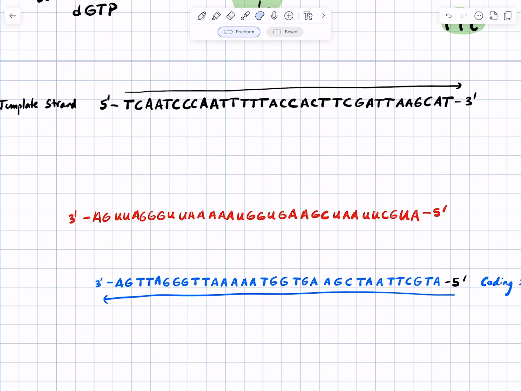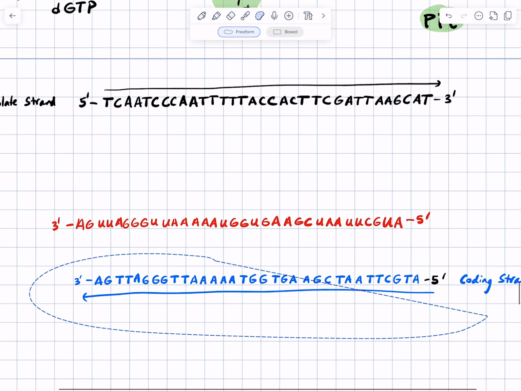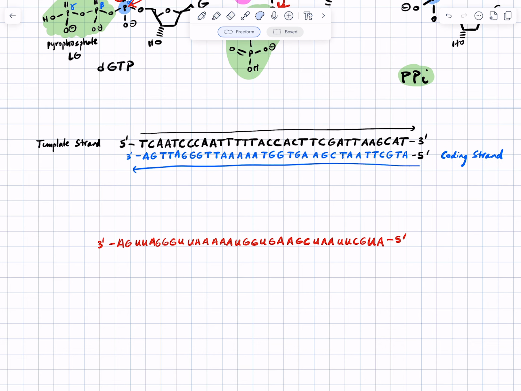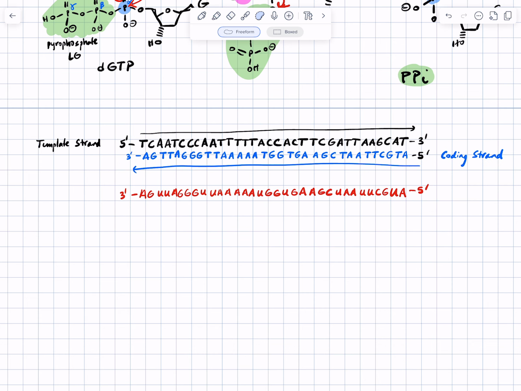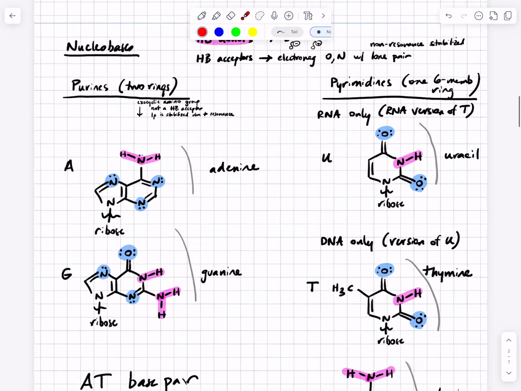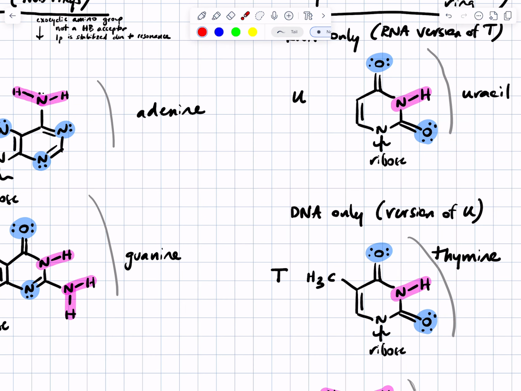And then that goes to the ribosome for translation, and the RNA polymerase machinery leaves and allows the two strands to get back together. Notice that the sequence of the mRNA transcript is identical to the sequence of the coding strand, except all the T's are U's. Does that make sense? What is U? U is uracil. If we go back to the bases, uracil is the version of T that's in RNA but not DNA. Uracil is just like T, but lacks the methyl group.